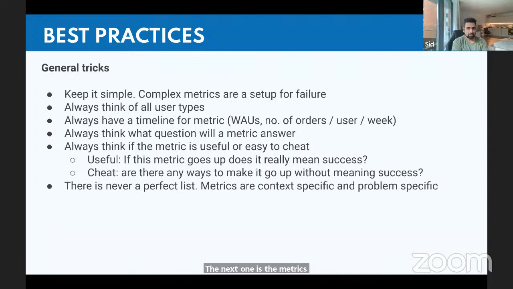metrics need to be useful, and they need to be in a way where they can't be cheated, right? And I'll give you an example of what that means. Useful means that if you're tracking the number of orders, again, going back to our example, and if it is going up, does it really mean you're a successful company, or does it really mean that whatever feature you own is a success? It might or it might not, but you need to ask that question explicitly and be sure that when you have a list of metrics, they're actually genuinely measuring success.